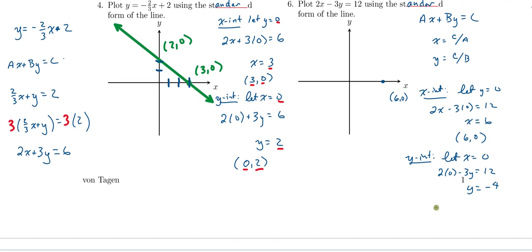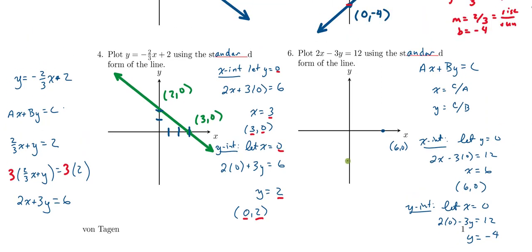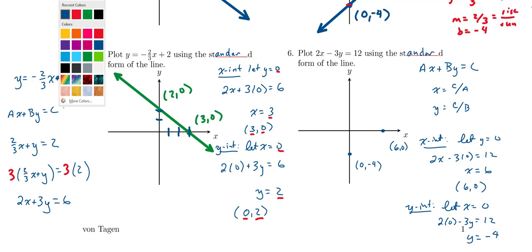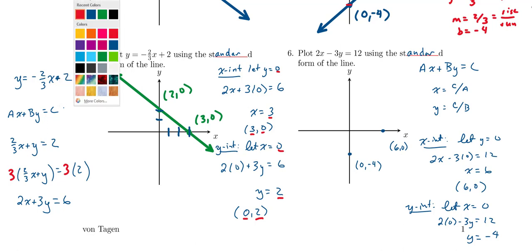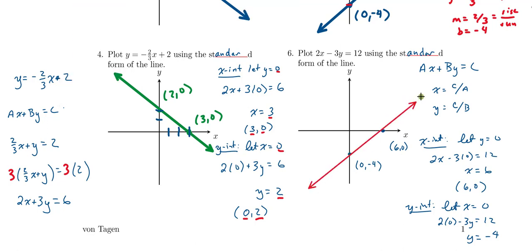So what have we found? We've just found that the y-intercept, careful, is the ordered pair 0, negative 4. Remember, intercepts need to be ordered pairs. So now I can go ahead and plot the y-intercept, which is the ordered pair 0, negative 4, right there. And now I'll draw the line passing through those 2 points. And there we have it.